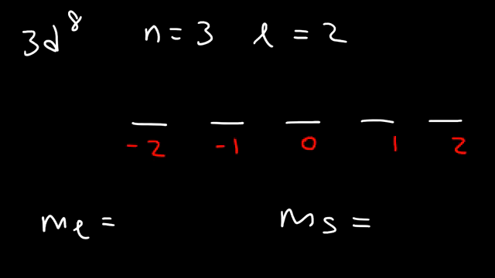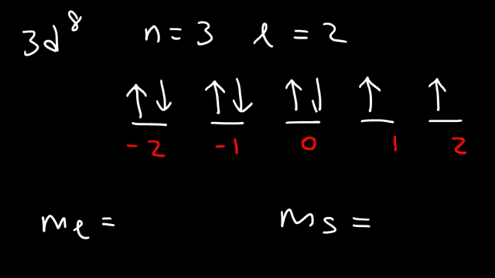So let's start with parallel spins facing upward. So this is 3d1, 3d2, 3d3, 3d4, 3d5, 3d6, 7, 8. So the 3d8 electron landed in this orbital where ml was 0. Now we have a down arrow, which means the electron spin is -1/2.